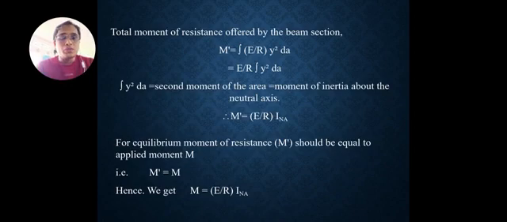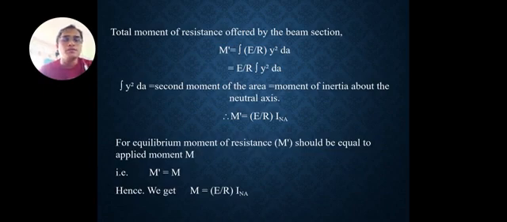Total moment of resistance offered by the beam section. M1 is equal to the integral of E over R times y squared dA, which is equal to E over R times the integral of y squared dA. The integral of y squared dA is equal to the second moment of the area, or moment of inertia, about the neutral axis.